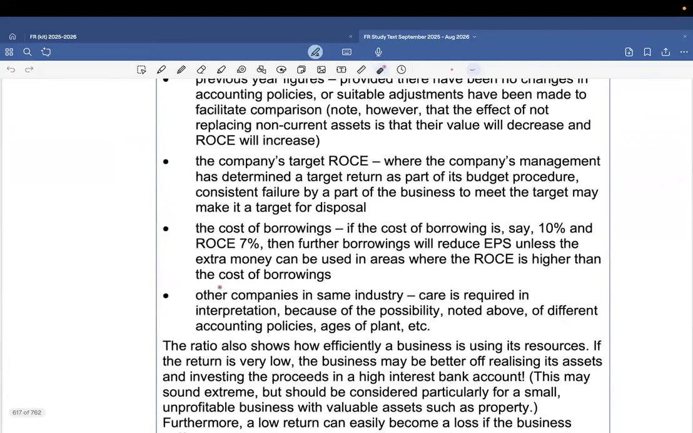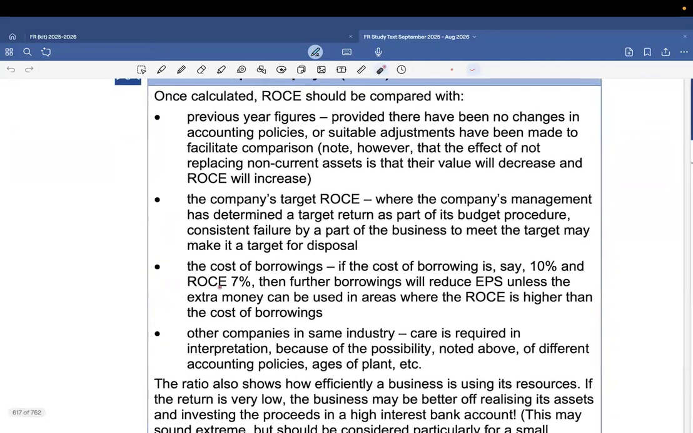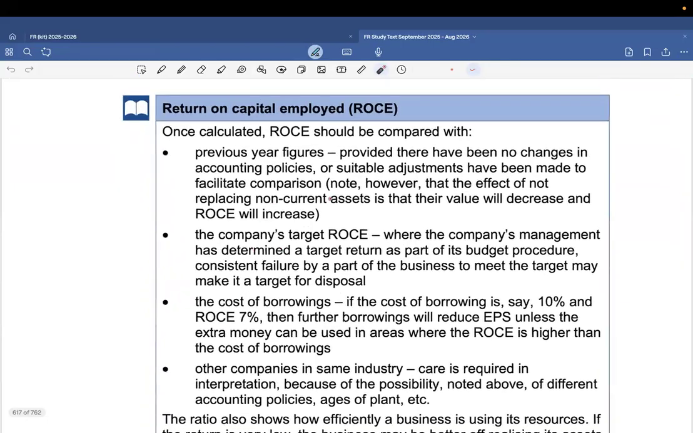Now, how does the return on capital, or ROCE, increase or decrease in case of the previous year's figure, provided there have been no changes in the accounting policy, or no adjustments have been made? In these cases, ROCE is going to be constant. Clear?